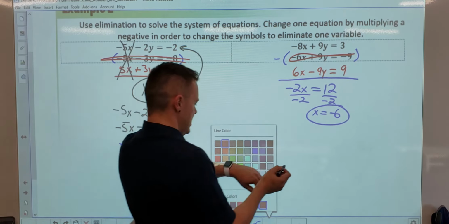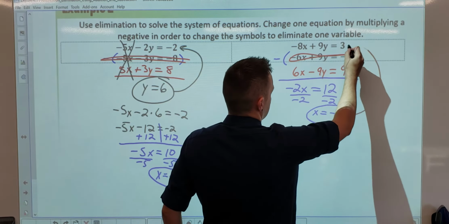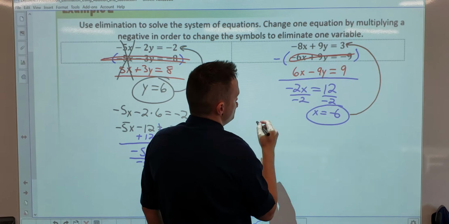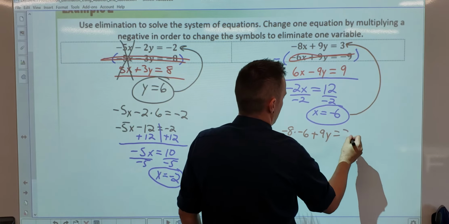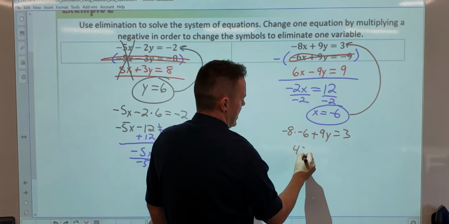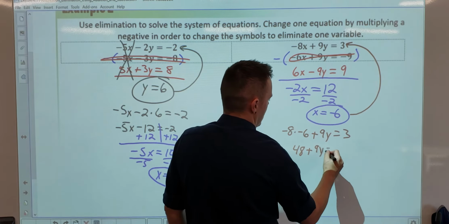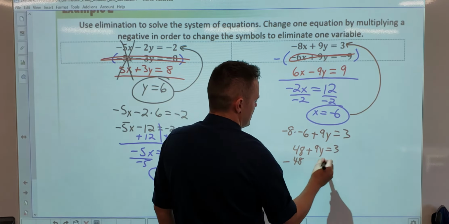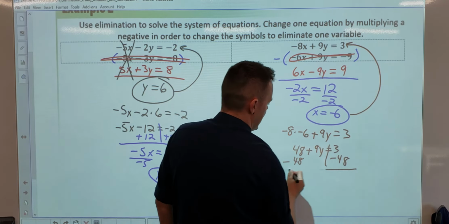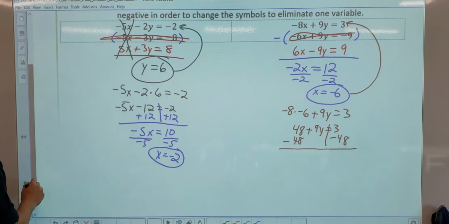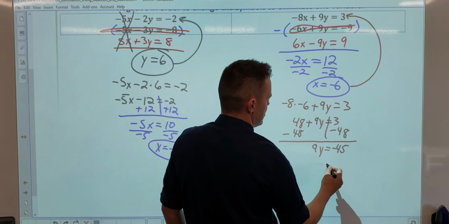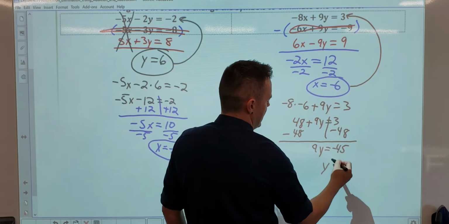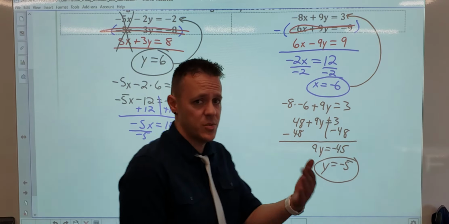Then the last piece would be to take this bad boy here and plug it into the top equation. And so you would get negative 8 times negative 6 plus 9y equals 3. All right, this would be 48. Negative and negative is positive. Subtract 48 from both sides. So that, because you got to move it, we want to isolate the y. And you'd end up with 9y equals negative 45. And if you guys know, you divide by 9, y equals negative 5. So there's your answers. So sometimes you have to multiply by a negative just to switch the signs up.